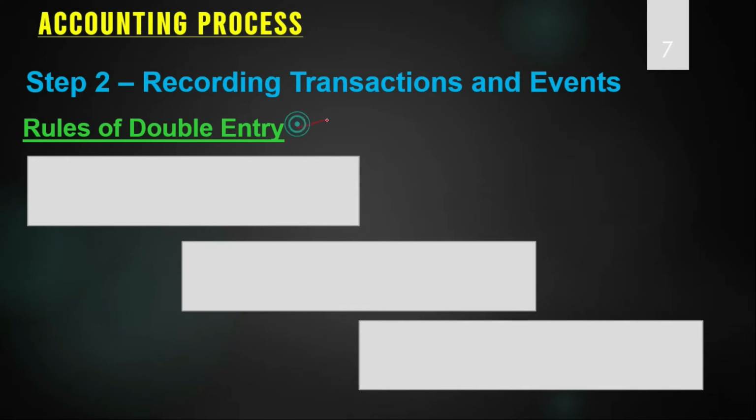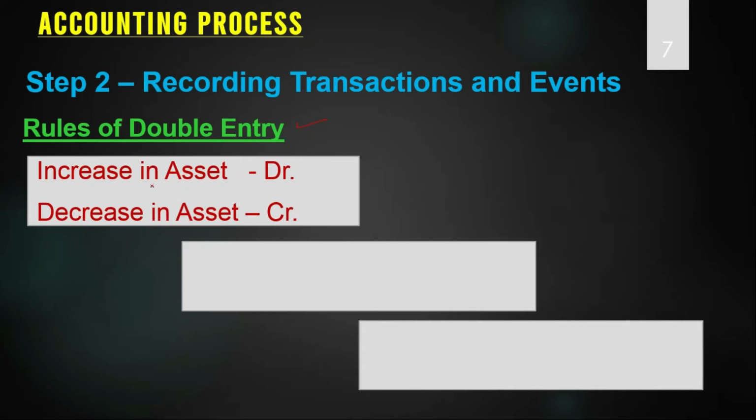Now we have to see what are the rules of the double entry. The rules of double entry, first of all we shall take: increase in assets is debited, decrease in asset is credited. So as you know, in the accounting equation we classify the accounts or transactions into three parts: assets, liabilities and equity. So for the assets, the rule is that increase in asset is debited and decrease in asset credited.